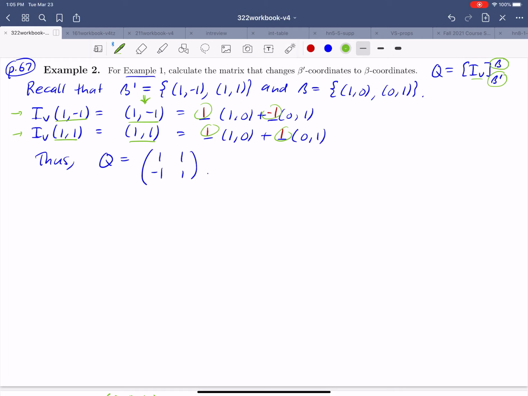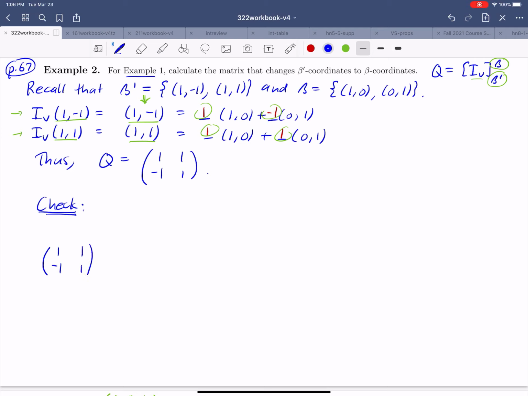I'd like to ask one more question here, and that is, is there a way that we could check this matrix and confirm that it really does what it's supposed to do? Let's take a minute and just think about that. To check this, here's what we can do. I'm going to start by writing down the matrix that we just found: 1, -1, 1, 1.